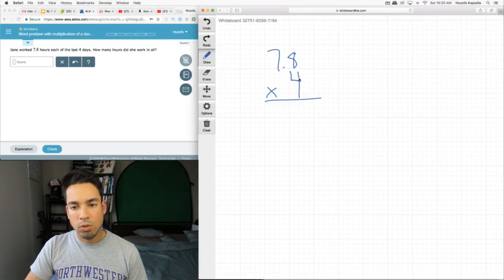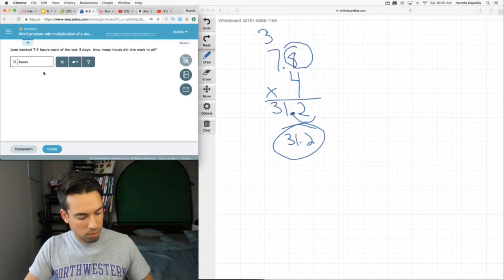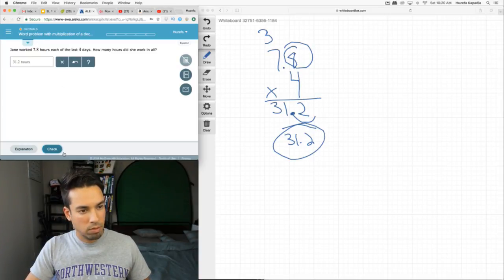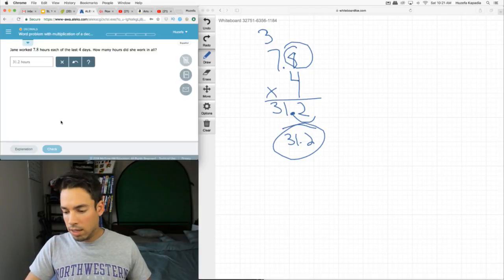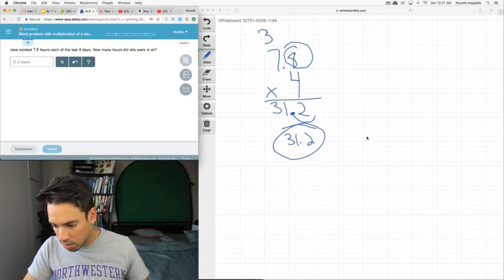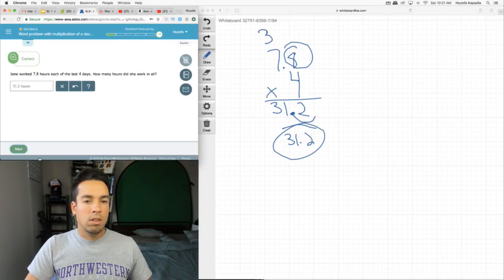How do we multiply decimals? It's the same as a regular number. 4 times 8 is 32. Carry the 3. 4 times 7 is 28. Plus 3 is 31. But then how many numbers to the right of the decimal? We have 1. So the decimal point comes here. Therefore, the answer is 31.2. And let's see if that's right. I think that is good. Boom. All right. Let's keep it going.